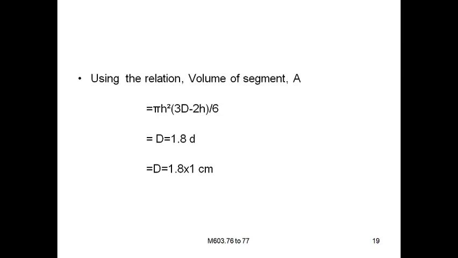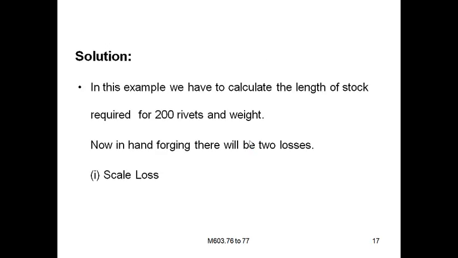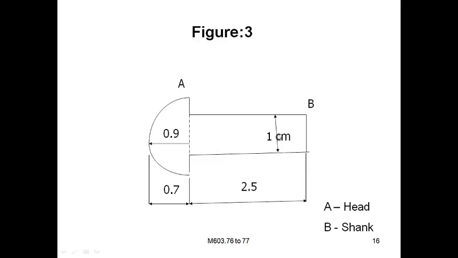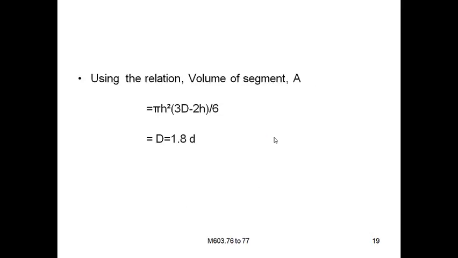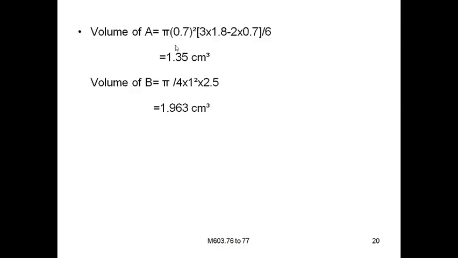Now, capital D is equal to 1.8 d, where small d is 1. You substitute the value here: pi by 6 h square (3D minus 2h), where capital D is equal to 1.8 into small d. Here small d is the diameter of the object. So he has substituted very well, no issue at all.